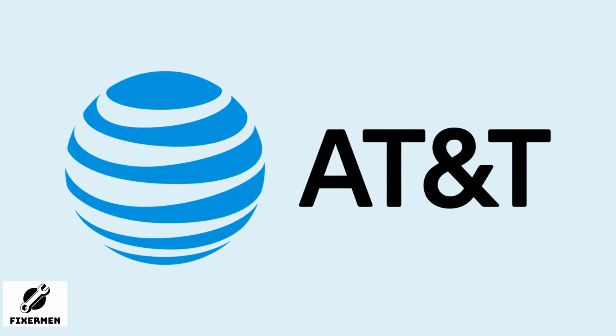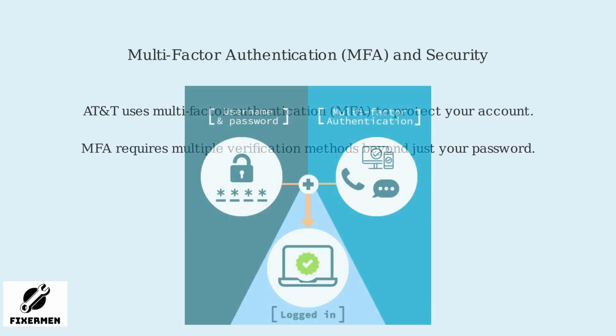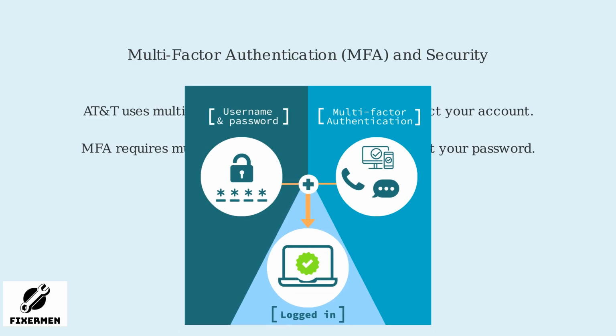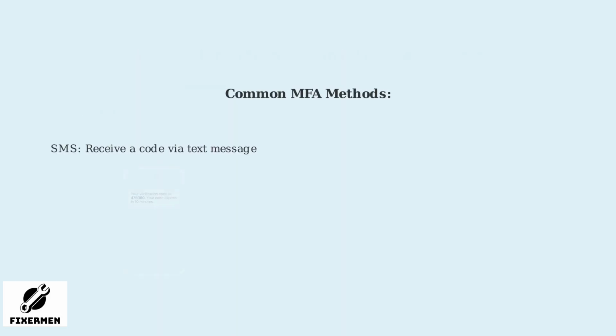AT&T employs multi-factor authentication, or MFA, as a crucial security measure to protect your account. MFA goes beyond just a password by requiring you to verify your identity through multiple methods, making it much harder for unauthorized access. Common MFA methods include SMS codes sent to your phone, verification emails, and codes from authenticator apps.